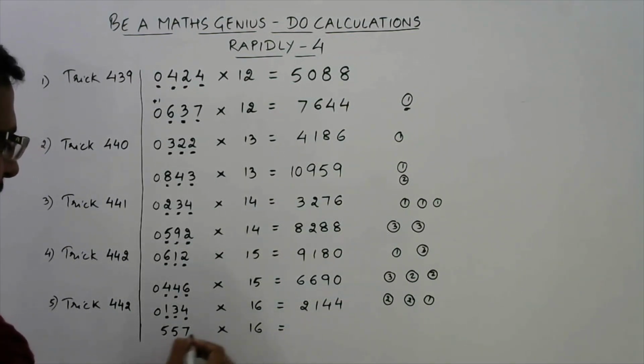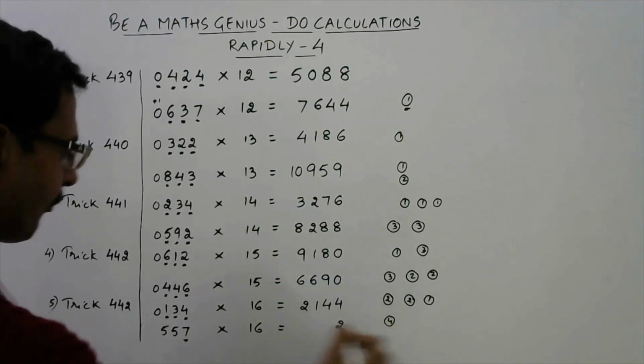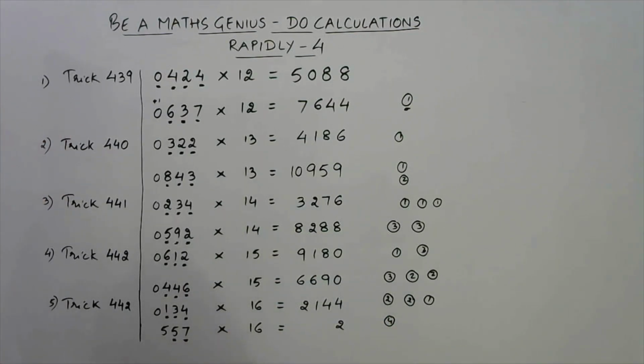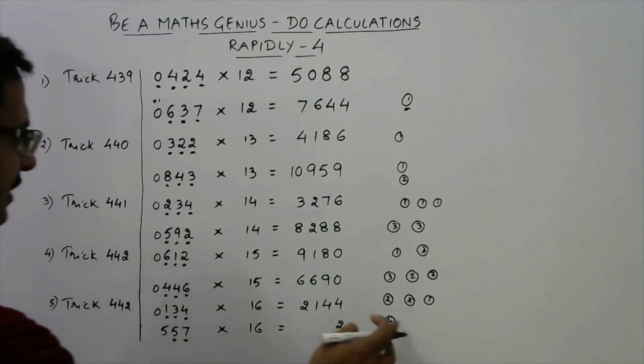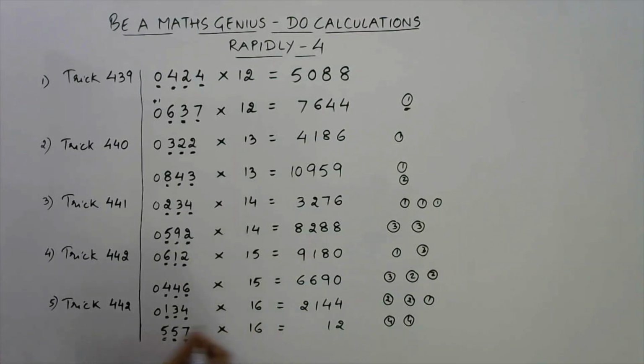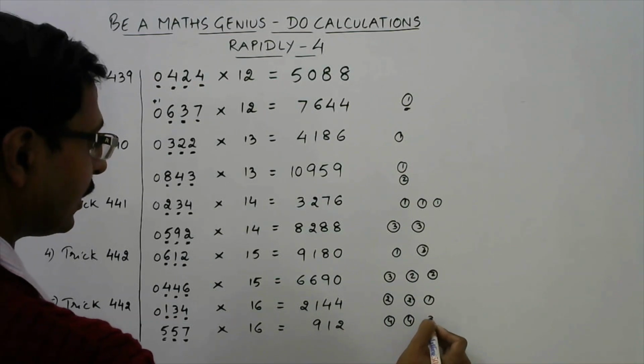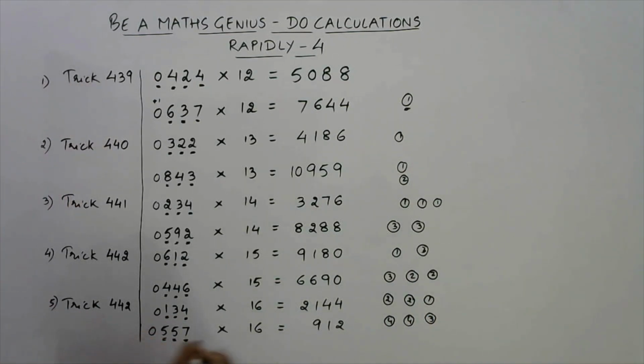Finally we have this number. So 7 6s are 42. 2, 4 carry. 7 5s are 35. 6 7s are 42. 2, 4 carry. Now 6 5s are 30 plus 7 37 plus 4 41. Again 4 carry. 6 5s are 30 plus 5 35 plus 4 39. Now remember the 3 carry. So 0. 6 0s is 0 plus 5, 5. 5 plus 3, 8. So 8912 is the required product.